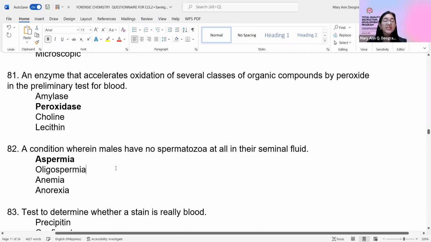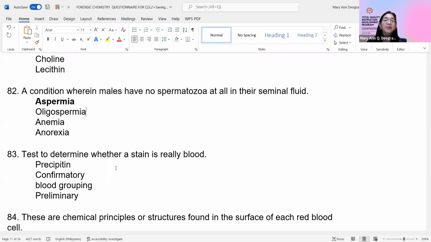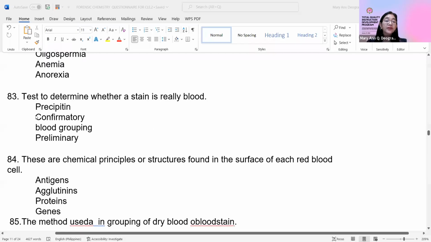Test to determine whether stain is really blood. Is it precipitin, confirmatory, blood grouping, preliminary? Really? Confirm, okay? So really blood, you have to confirm it. So from the word confirm.